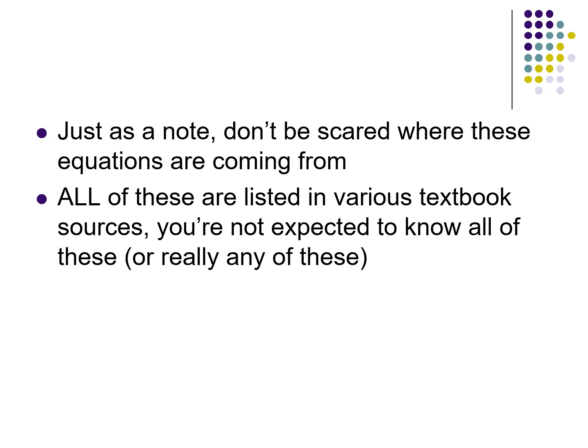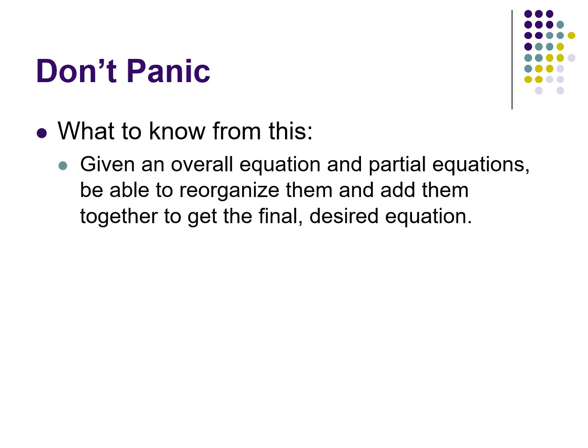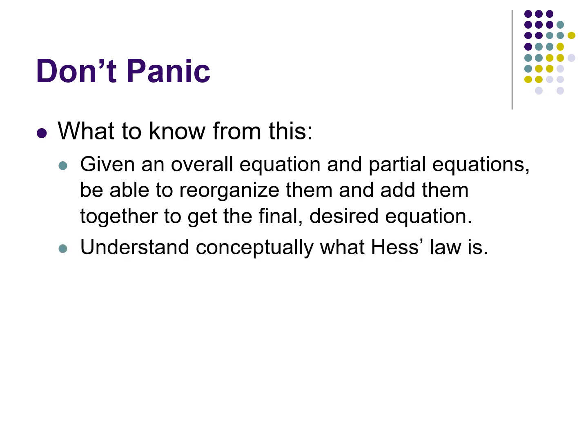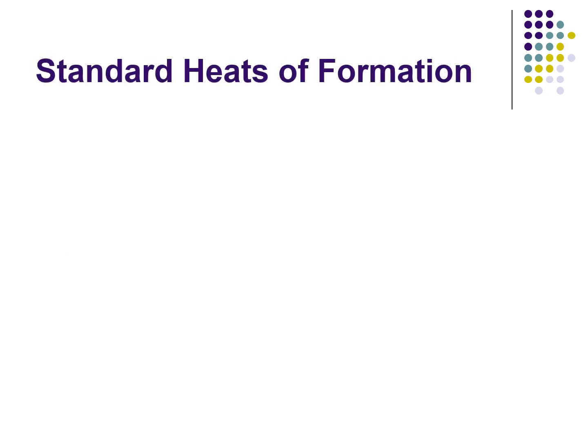Again, don't worry about where the equations are coming from. They are provided to you. So again, what you need to know is, if given an overall equation and the partial equations, you should be able to reorganize them and add them together to get the final desired equation, and then understand conceptually what Hess's law is. AP Chem deals with this a lot more. You don't have to worry about too much right now.